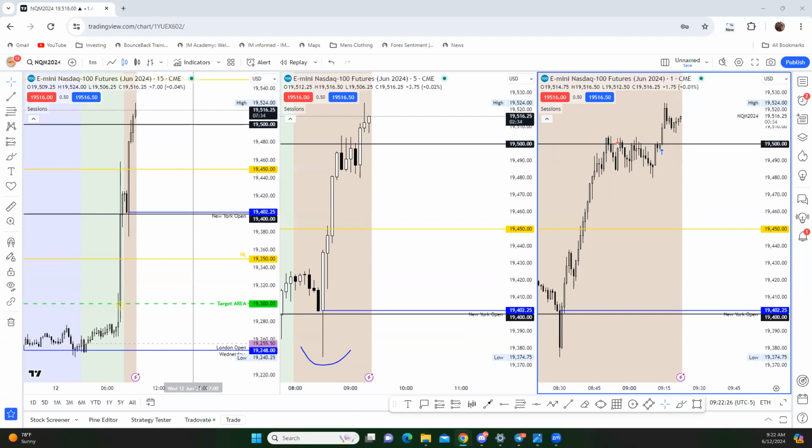So no 5 minute weakness really at all since New York. No structure break at all, right? And 15 minute higher opens and higher closes.